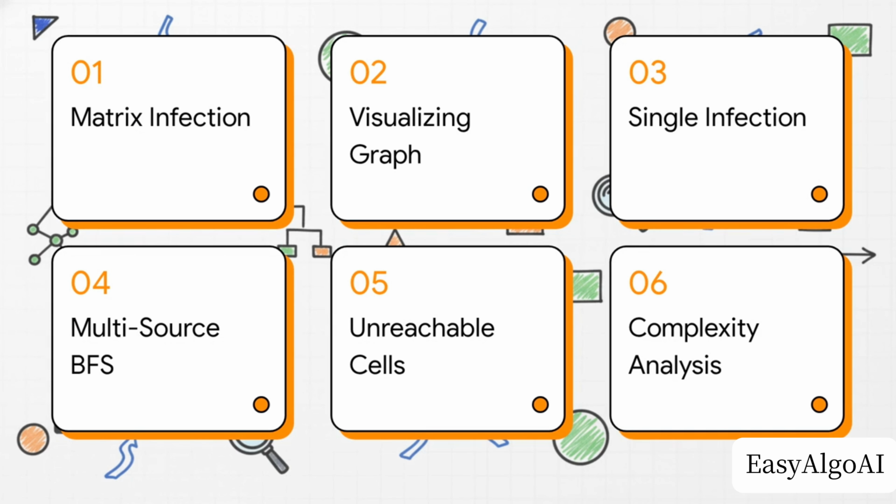Okay, let's dive into this. Here is our roadmap for today. First, we'll cover the matrix infection problem itself. Then we'll get into visualizing the graph, simulating one infection, moving on to multi-source BFS, dealing with unreachable cells, and finally, we'll wrap up with the complexity analysis.